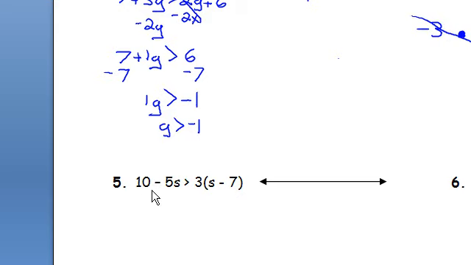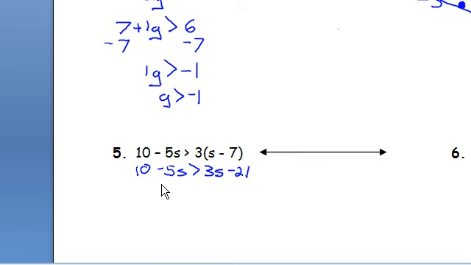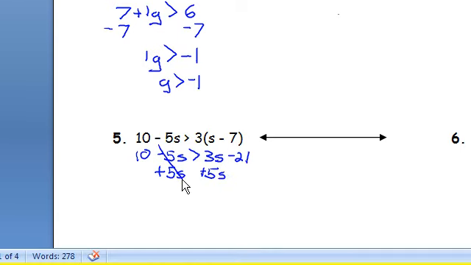Same type of problem as number 7, it looks like. I'll rewrite it. 10 minus 5s is greater than, we'll distribute that, 3s minus 21. We'll collect all the variables onto the same side. I'm going to add 5s to this side, and I'll add 5s to this side. That leaves us with 10 is greater than 8s minus 21.